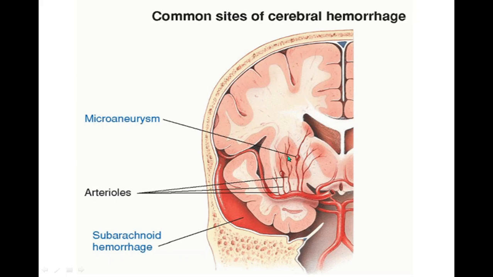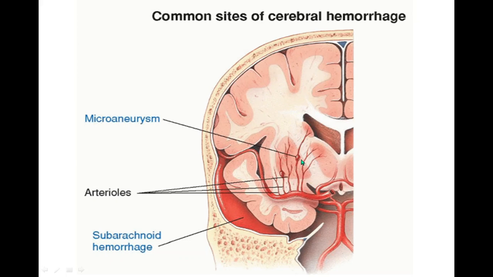The putamen, the globus pallidus, lentiform nucleus, the caudate nucleus, and between them you have the internal capsule fibers. These are the important fibers. So the internal capsule has fibers, that is corona radiata, corticonuclear fibers, corticopontine fibers, corticospinal fibers, all those descending fibers as well as ascending fibers, they run through the internal capsule.